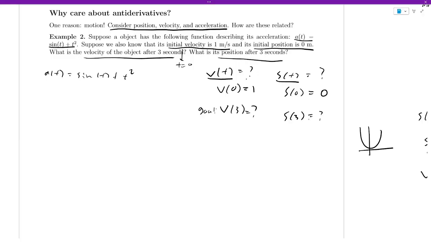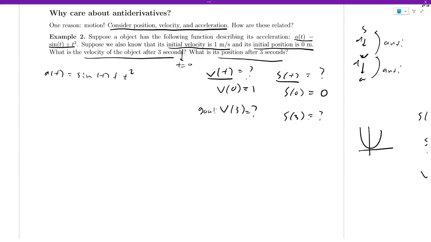Okay. So how can we do this? Well, we can go backwards, right? We had this picture before where position, its derivative is velocity, and its derivative is acceleration. So if I want to start with acceleration and go backwards, I need an antiderivative. And I will use another antiderivative to go all the way back to position.